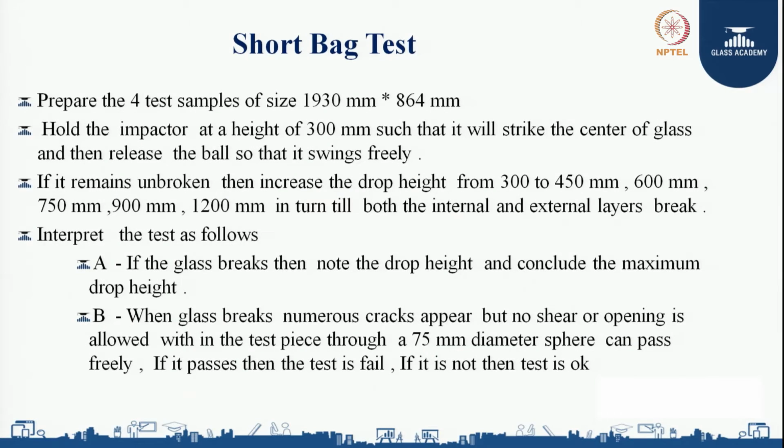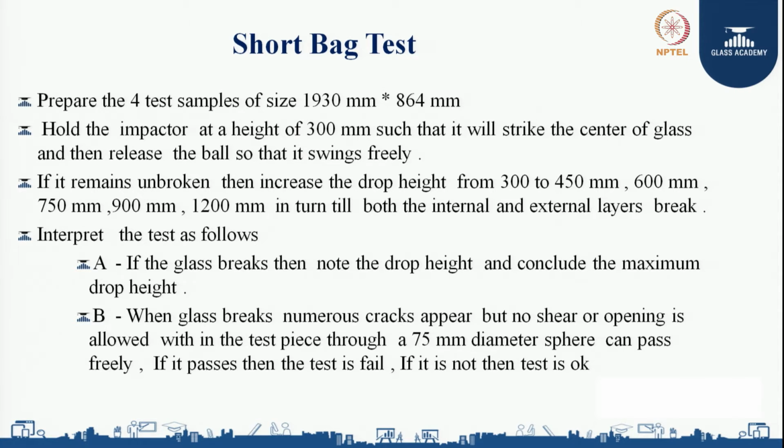Here also, in order to perform this test, we need to have 4 test samples of 1930 by 864 mm. We need to hold the impactor at a height of 300 mm such that it will strike the center, and then release the ball so that it swings freely. If the glass remains unbroken, increase the drop height from 300 to 450, and in a similar way 600, 750, 900, 1200 in turn, till both the internal and external layers break.